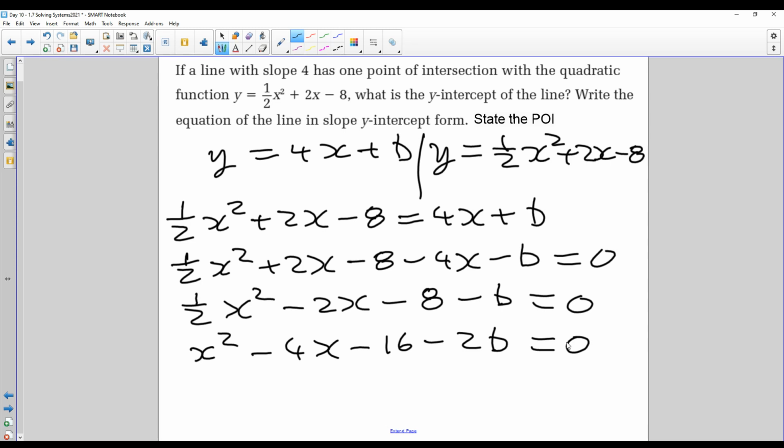So our A is equal to, what's our A in this case? 1, yeah. What's our B? Minus 4. What's our C? Minus 16 minus 2b. Absolutely correct.